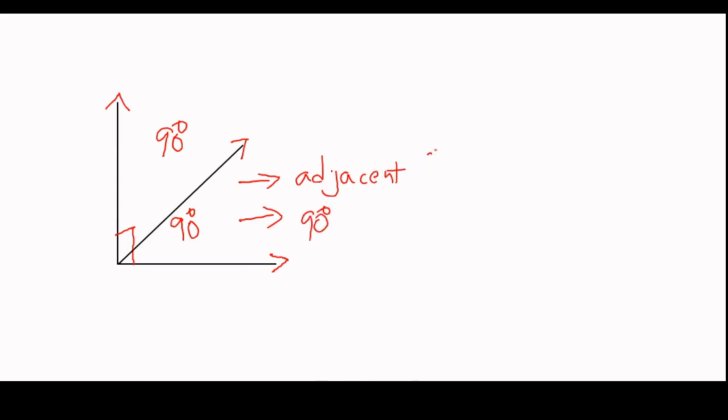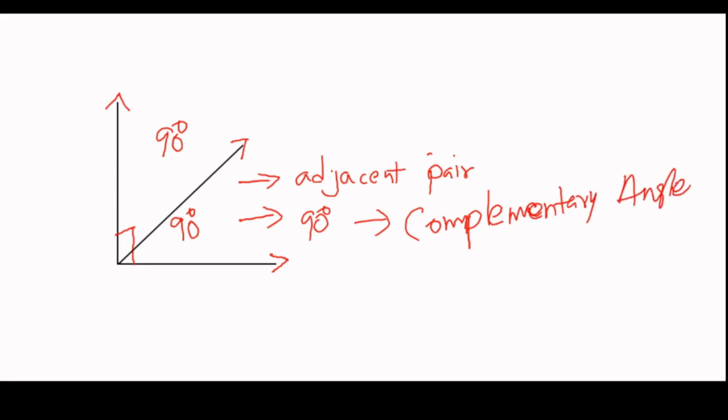Such a pair of adjacent angles, or such a pair of angles where the sum of the angles is equal to 90 degrees, we call such angles complementary angles. Complementary angles are a pair of angles having total measure equal to 90 degrees. There is no condition that complementary angles must be adjacent angles.